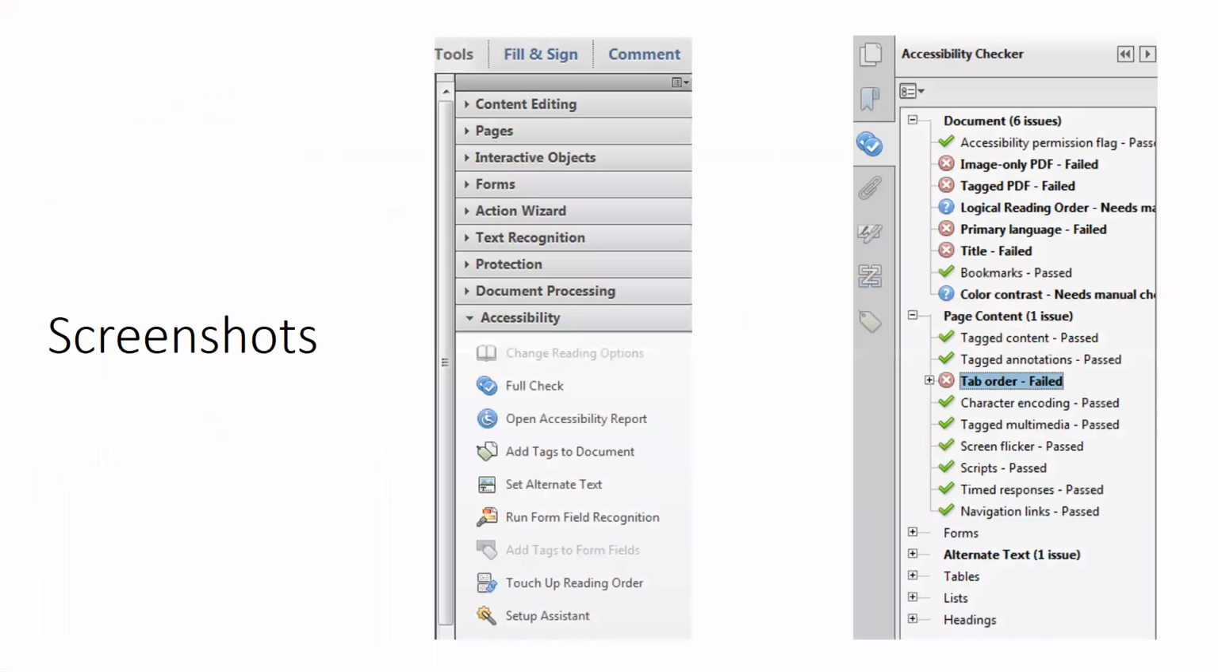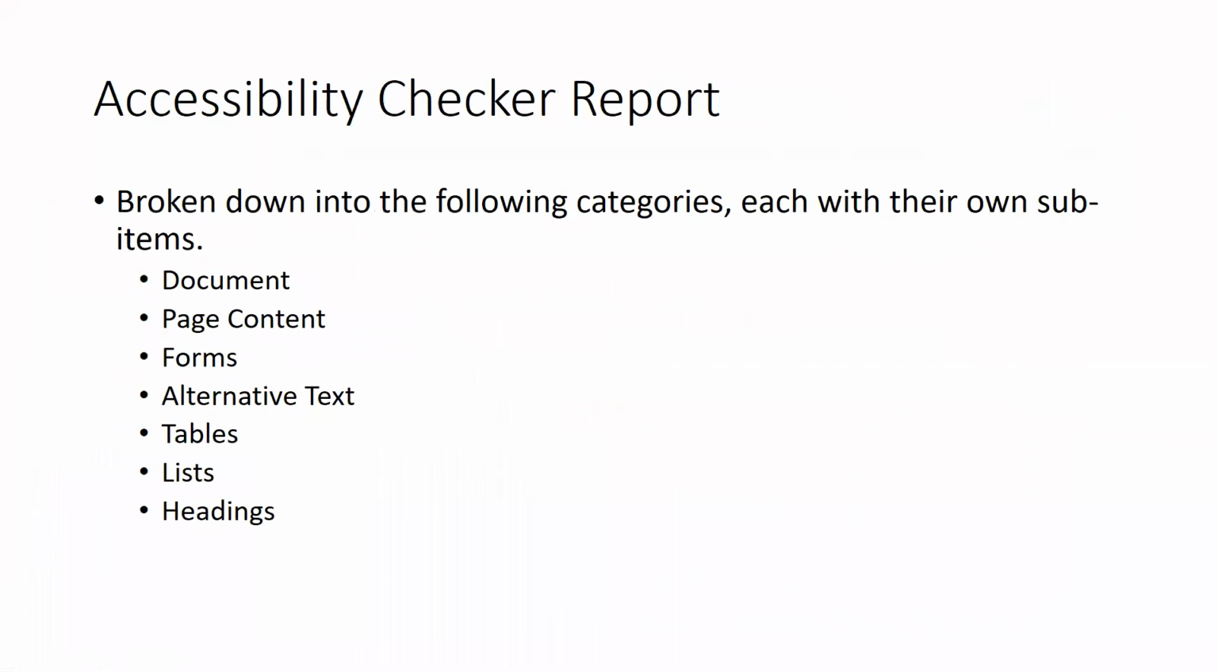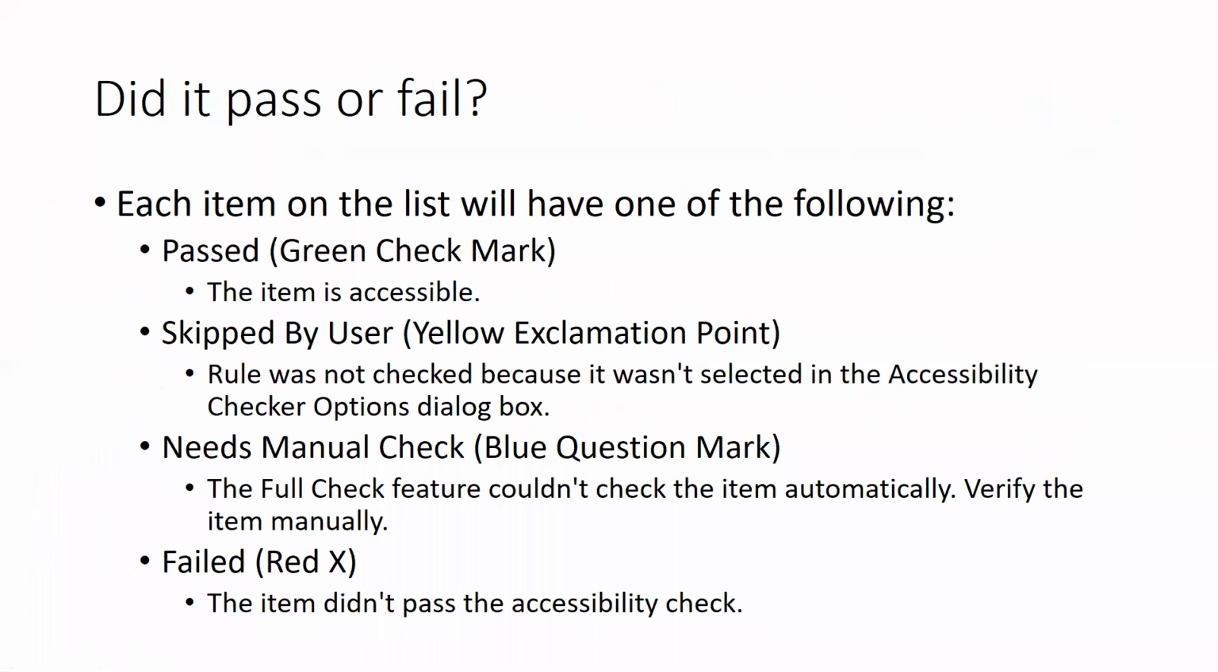So these are just for reference sake. We kind of went over these already, the different categories that are in the accessibility checker, what the little marks mean. So it's either passed, skipped over, or needs a manual check. Even some of these things, the computer understands that it can't possibly know, like the reading order. You need to make sure the reading order is in the correct way. So that's something you have to definitely do manually.